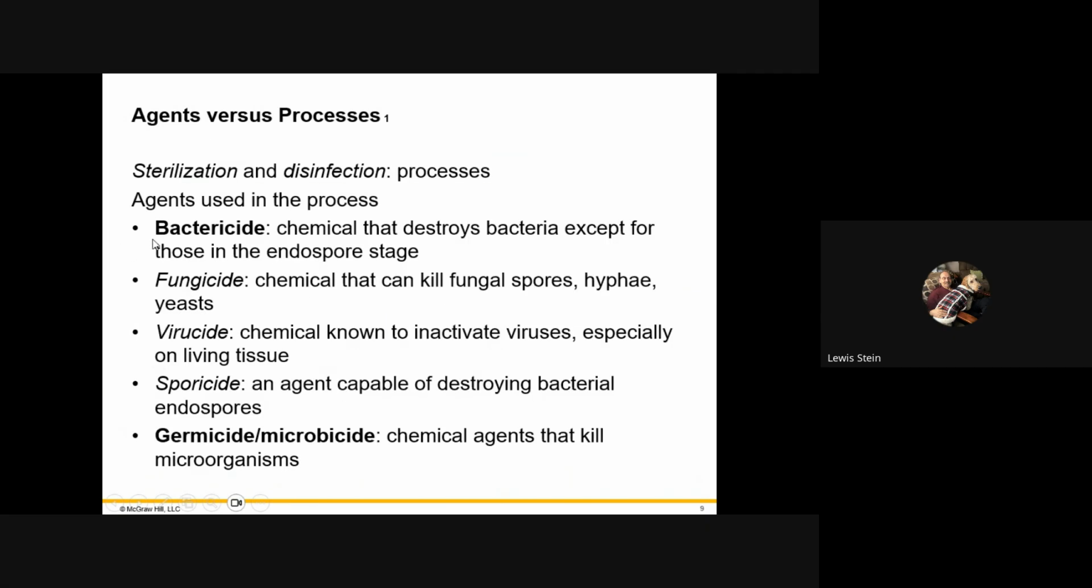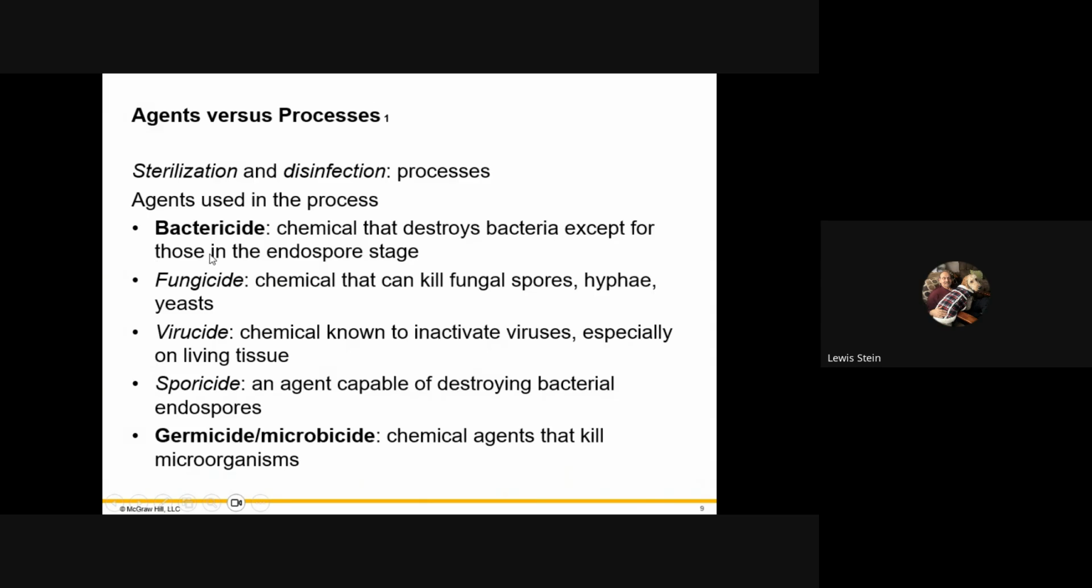So again, this is the nomenclature that you'll get used to. The key one is here, sporicide. Capable of destroying bacterial endospores by definition. It can sterilize. Many things we use, if it's a bactericide, a fungicide, a viricide, most of those common agents that we use kind of fit into those. The terms germicide and microbicide are very, very generic, so you really need to specify things like that. For our purposes, it's either a sporicide or it's not.